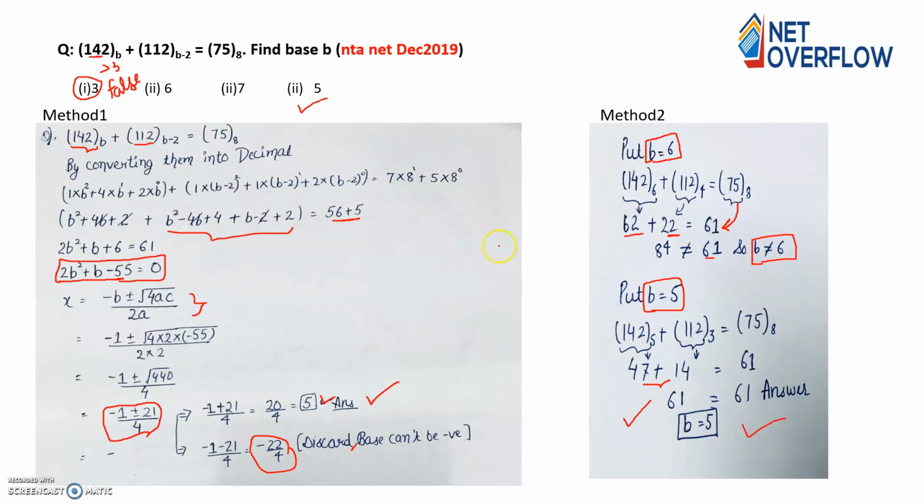We can solve the question by using this method or this method, right? This method is a little bit lengthier as compared to method number 2, but we'll get the answer by using both the ways. Okay then.